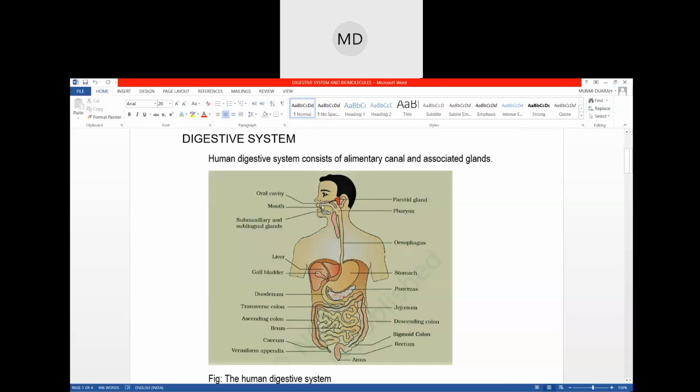First it starts in the mouth, that is, starch acts. Starch is converted by the saliva. There is the salivary amylase, and what is the next enzyme?